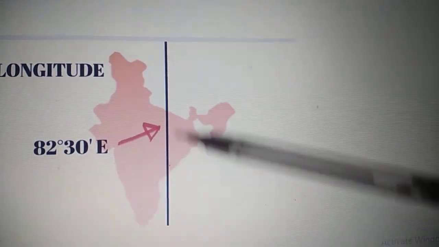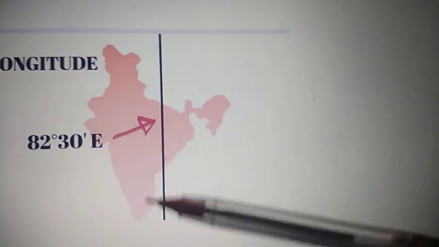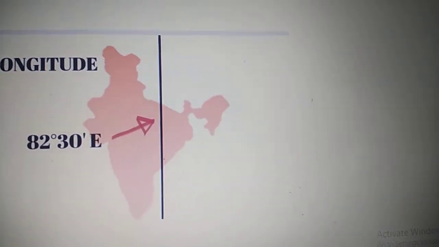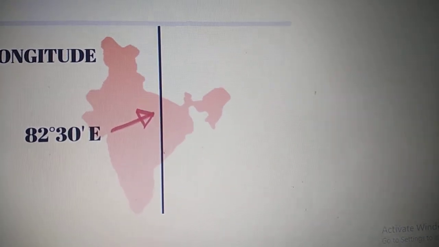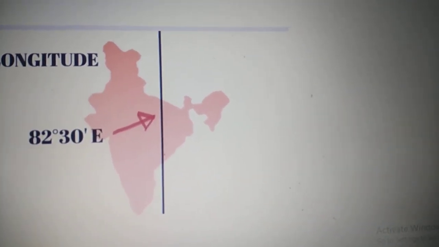Okay, so this is the longitude which tells us the time, or finds out the time of an area. What does latitude do? Latitudinal extent influences the duration of days and night as we move from south to north.